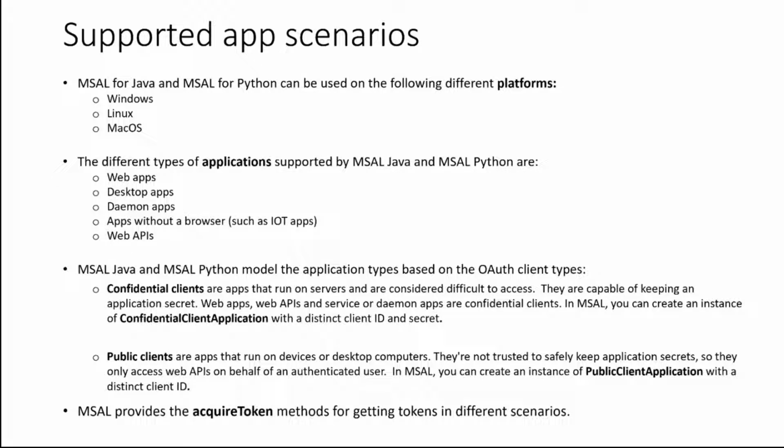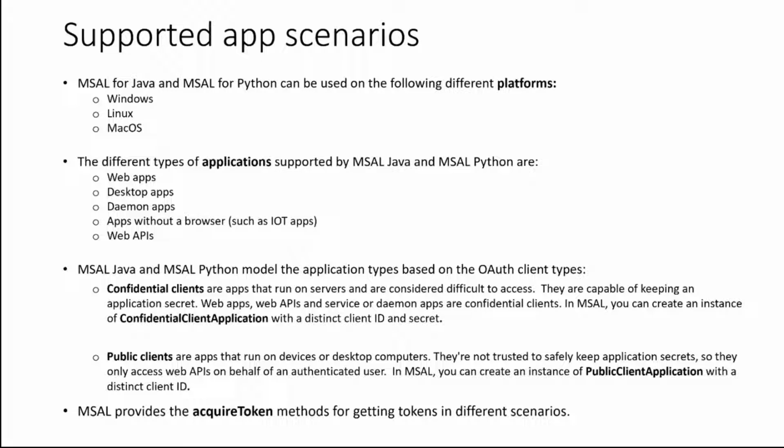Public clients are applications that run on devices or desktop computers. These applications are not to be trusted with maintaining application secrets. So they need the presence of an authenticated user in order to make secure web API calls. In MSAL, you can create an instance of the public client application class with a distinct client ID as a minimum configuration.